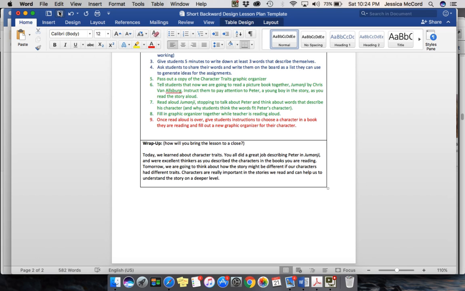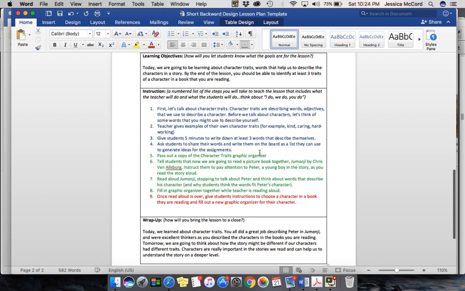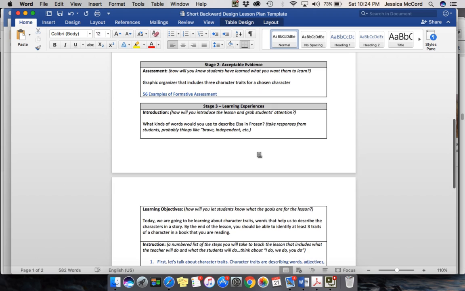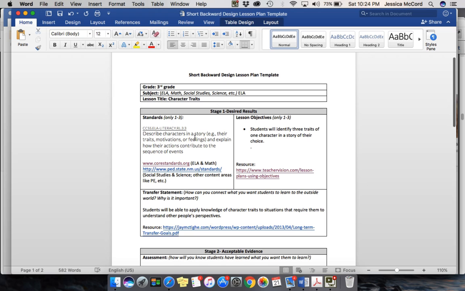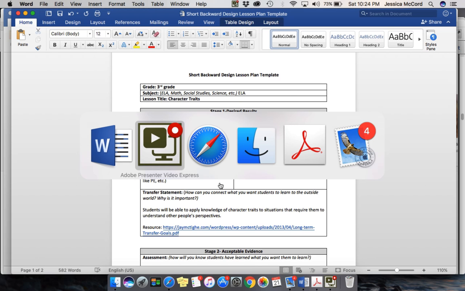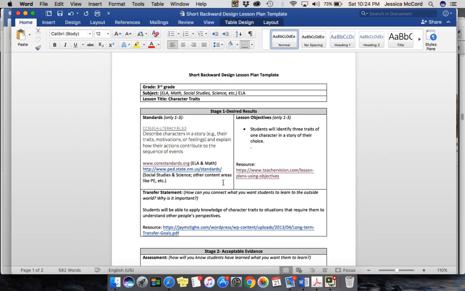So this example is posted in your module for you to take a look back at, and you have the embedded resources here within the template itself so that you have an opportunity to explore the standards, other resources about objectives, transfer statements, etc. So you should have what you need to brainstorm a draft lesson plan for any topic that you choose, for any grade that you choose, and that will be your assignment for this week.